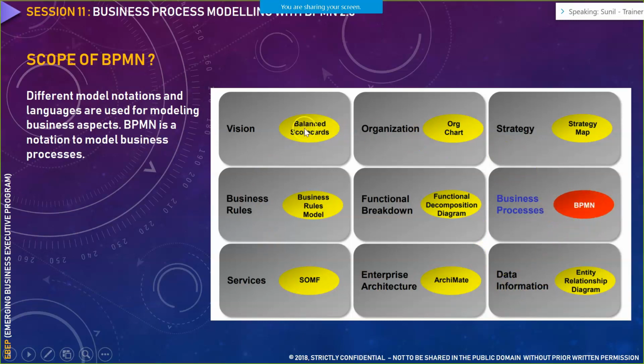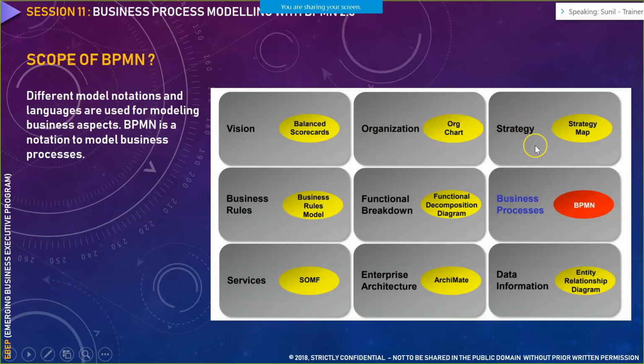So these are the techniques associated with this scope. For defining the vision, you need to use a technique called balanced scorecard. For defining your organization scope, you would be using a technique called org chart.